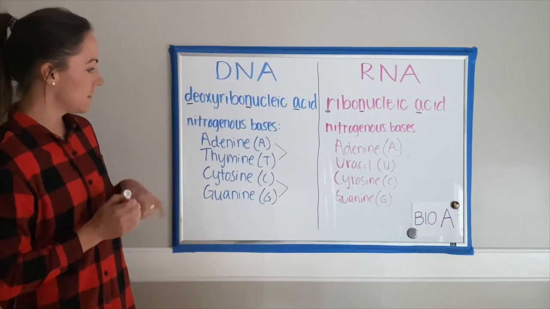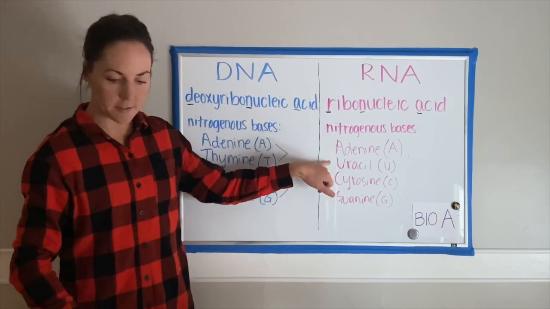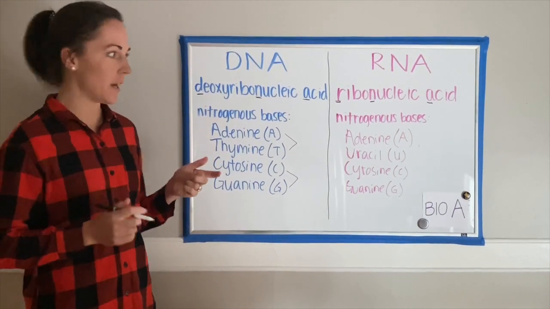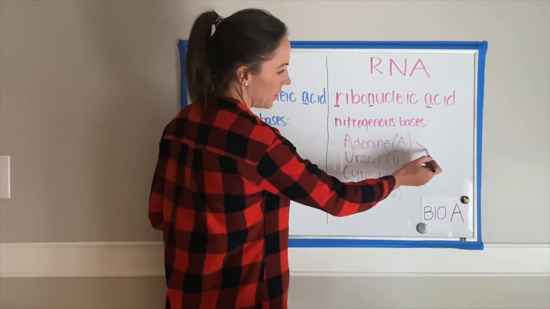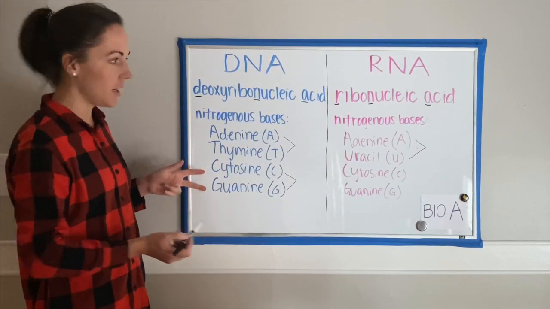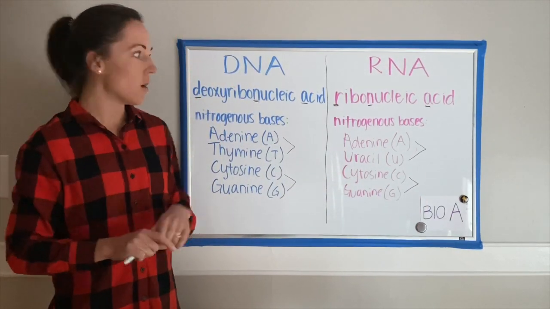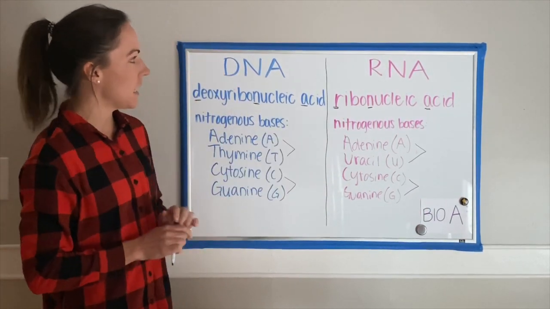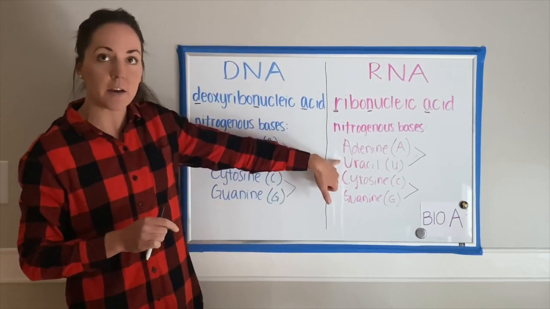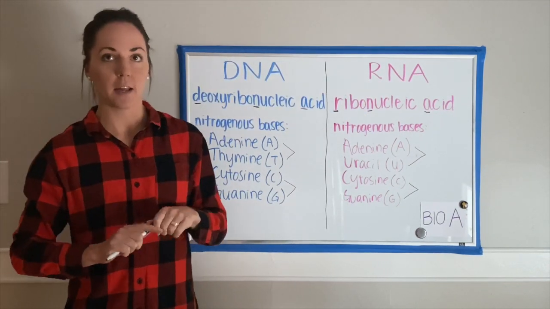You can see the biggest difference here is that DNA has thymine, whereas RNA has uracil. In DNA, adenine and thymine always pair up; in RNA, adenine and uracil always pair up. Just like DNA, cytosine and guanine pair up here too. So we can always tell if we're looking at a DNA or RNA strand: if it has a U in it, it's definitely going to be RNA. If it has a T in it, it's definitely going to be DNA.